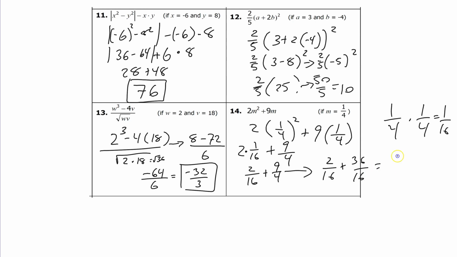And that gives us 38 over 16. We could divide that by 2 and get 19 over 8. All right, so that is 11 through 14.